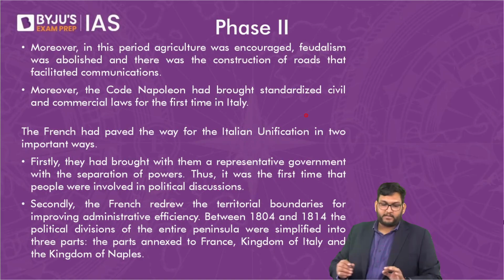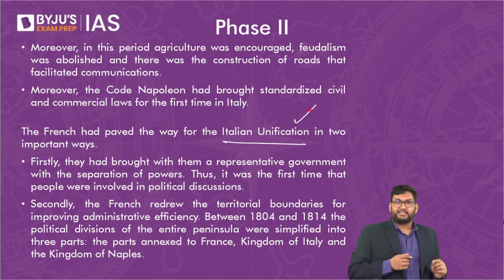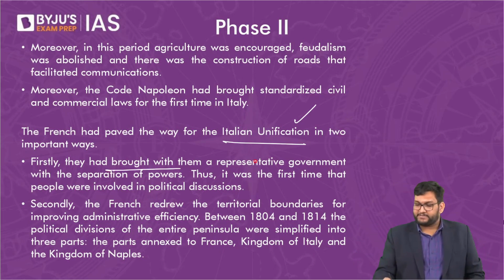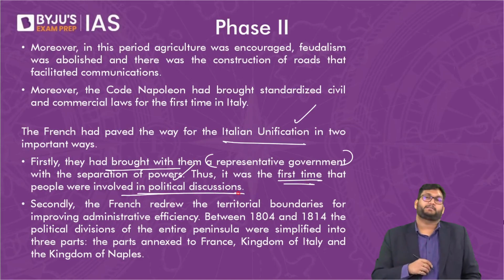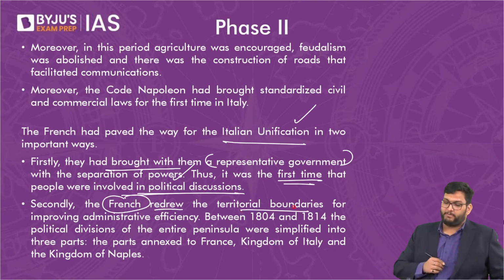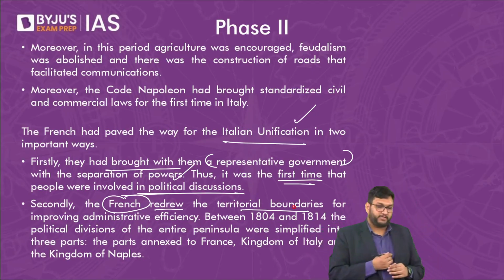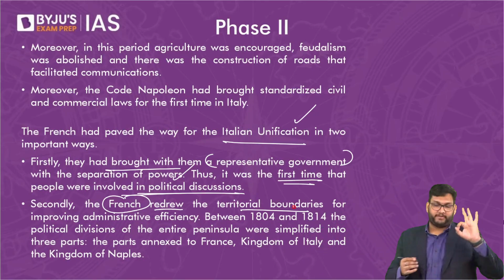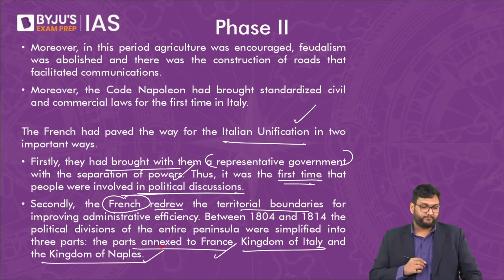Napoleon paved the way for Italian unification in two ways. Firstly, they had been brought under representative government for the first time with separation of power. Thus, it was for the first time that people got involved in political discussions. Second, the French redrew the territorial boundaries for effective administration. Between 1804 and 1814, there were only three parts of Italy: parts annexed by France, a part called the Kingdom of Italy, and the Kingdom of Naples.